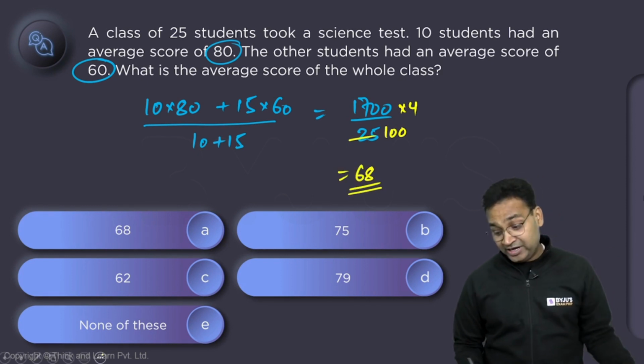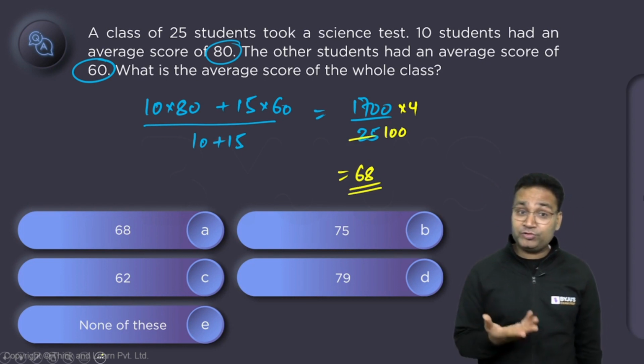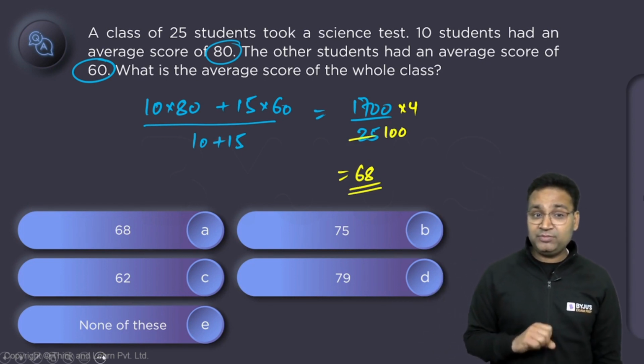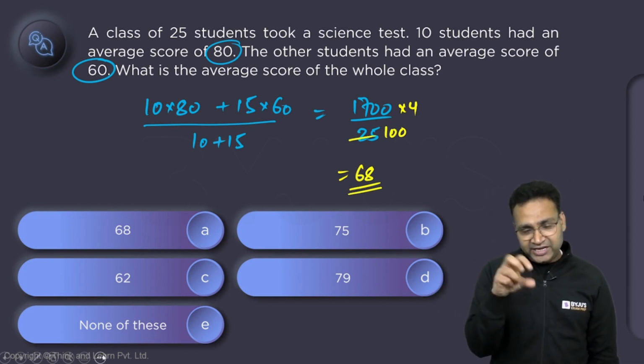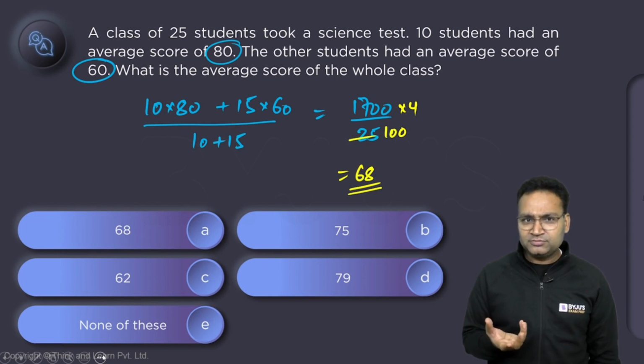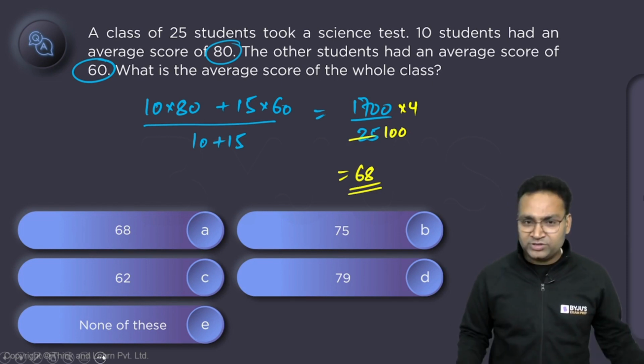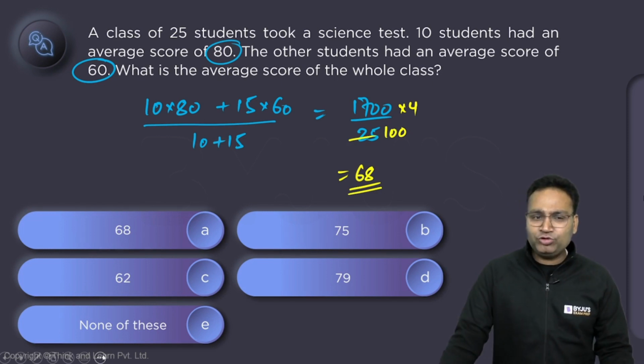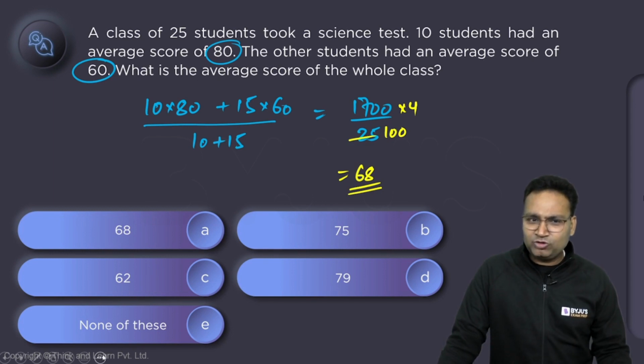Many students can ask me, sir, this time you did not use the deviation method. This time you did not convert this 10 and 15 into the ratio. Because the calculation was straightforward. No need to do this. Don't you think so?